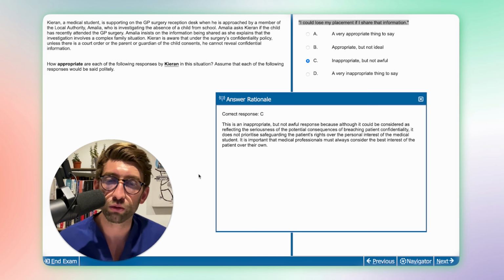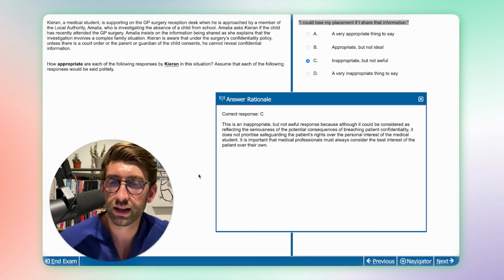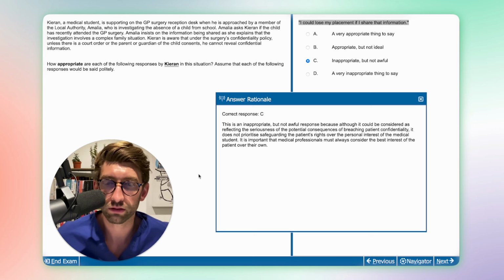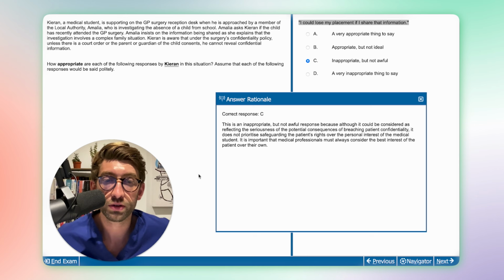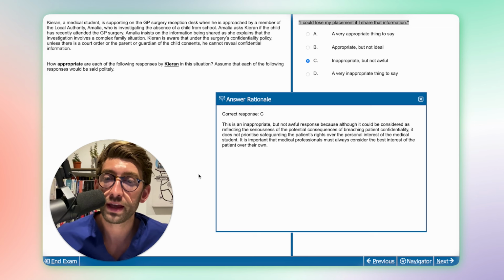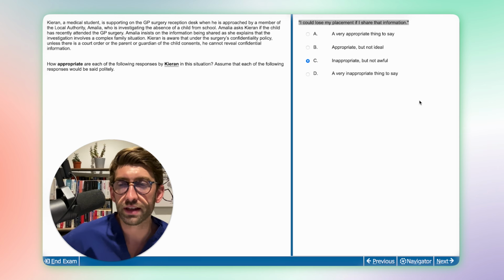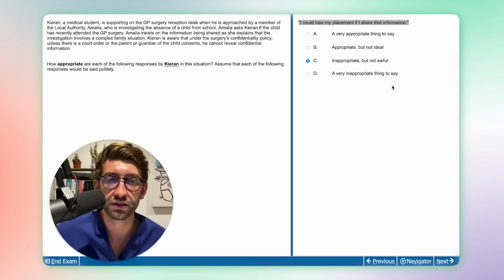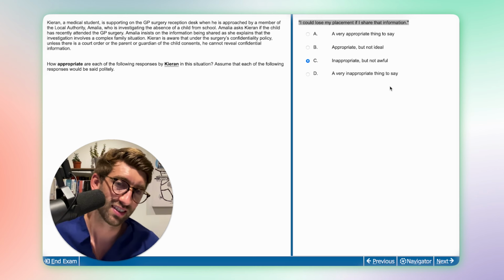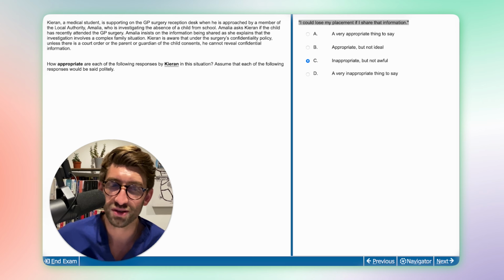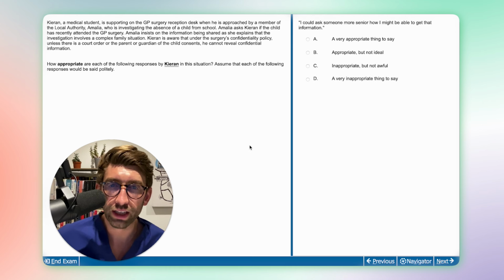This is inappropriate, but not awful, because although it could be considered as reflecting the seriousness of the potential consequences of breaching patient confidentiality, it does not prioritize the safeguarding of the patient's right over the personal interests of the medical student. It is important that medical professionals must always consider the best interest of the patient over their own, which is fair enough. I didn't actually give that as my rationale. So what they're saying is that the response Kieran's giving is, I'm only not giving it to you because I can get in trouble. And that's not really the right attitude. It's more, I shouldn't do it because it's wrong, rather than I shouldn't do it because I'm going to get bollocked for it.